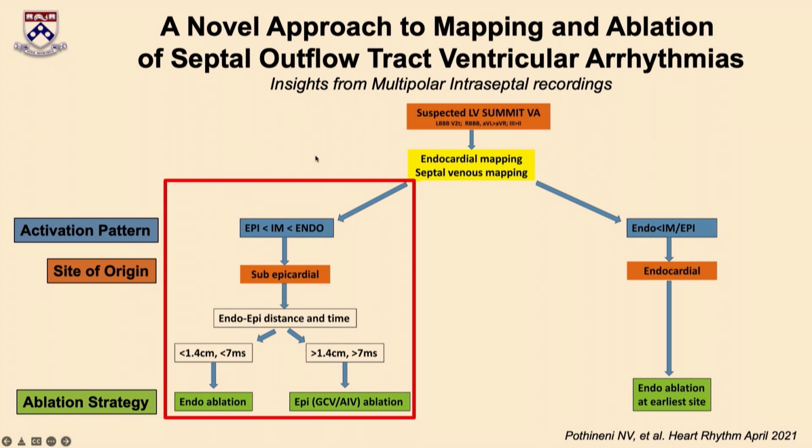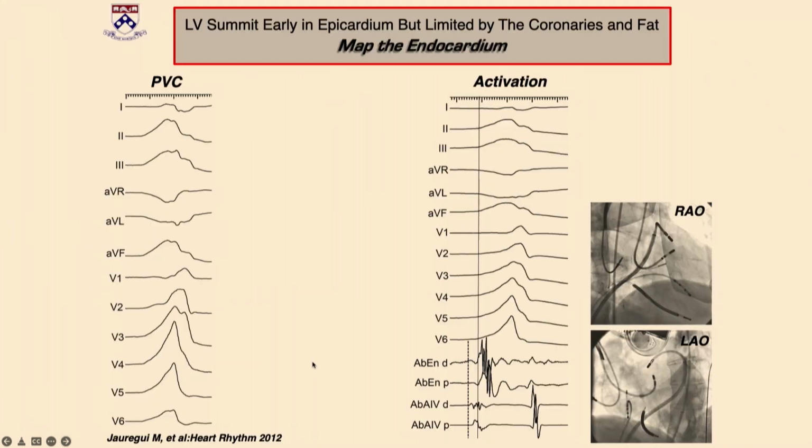The second group of patients are the patients that are early in the epi. This is what Miguel probably was talking about when he talks about LV summit. This is what we call LV summit. This is something that's early in the epicardium. And this, of course, if you get something in the AIV that's minus 45 milliseconds, then you're at true LV summit. And that's where you have to do some techniques to figure this out.